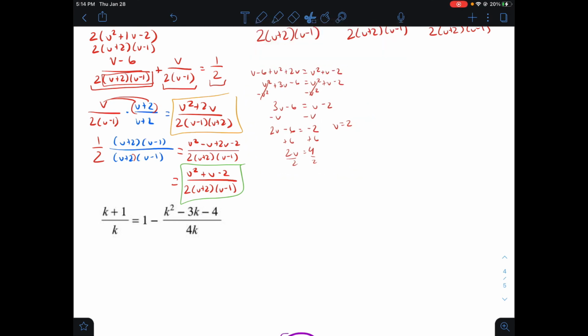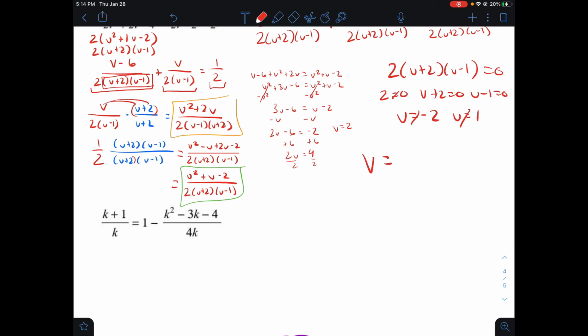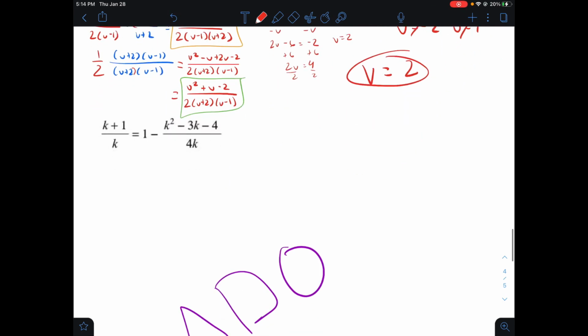You could go ahead and take that common denominator, which is 2(v plus 2)(v minus 1), and set it equal to 0. You can't make 2 equal to 0, so that doesn't work. v plus 2 equals 0 and v minus 1 equals 0. You get v equals negative 2 and v equals 1. So those are essentially the values that v cannot be. And our solution was v equals 2, right? So that solution does check out.